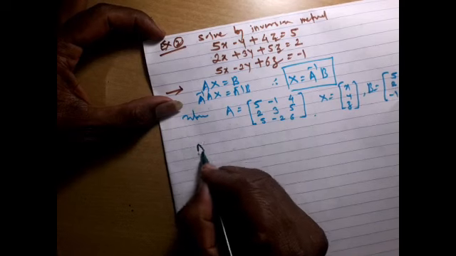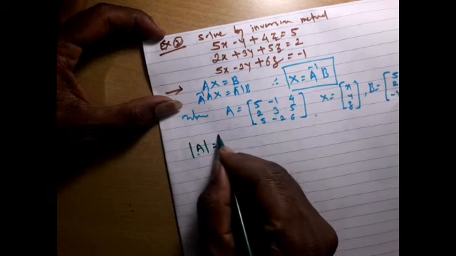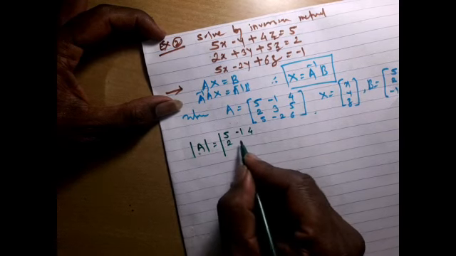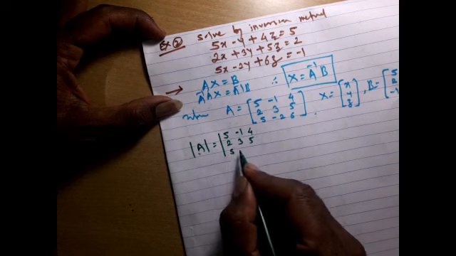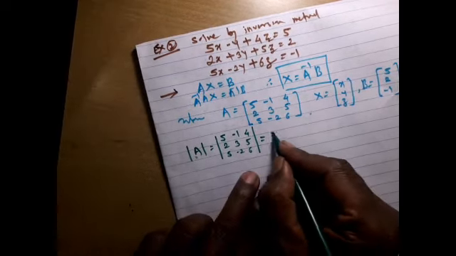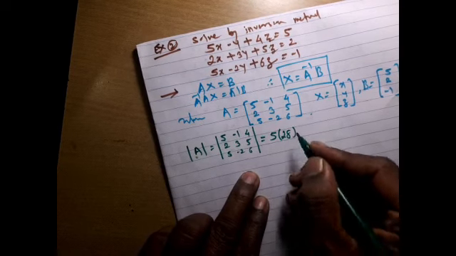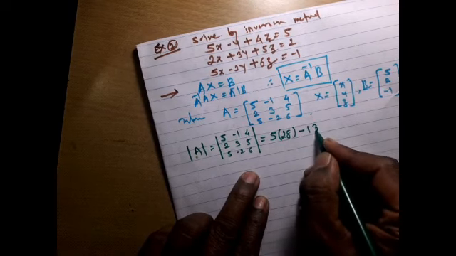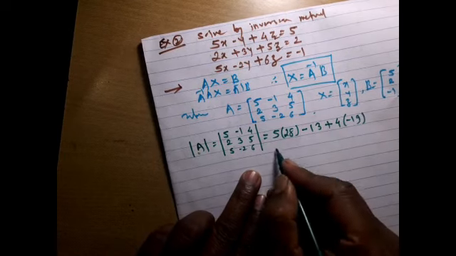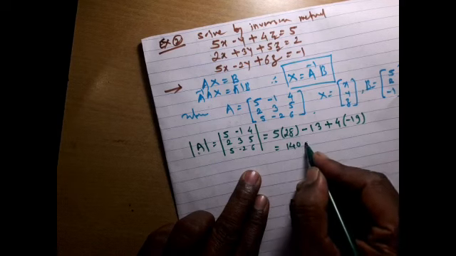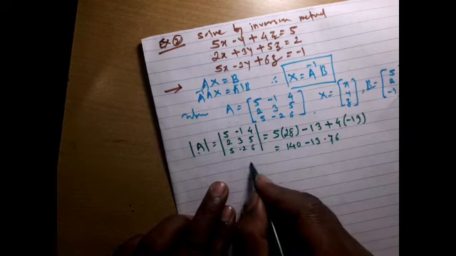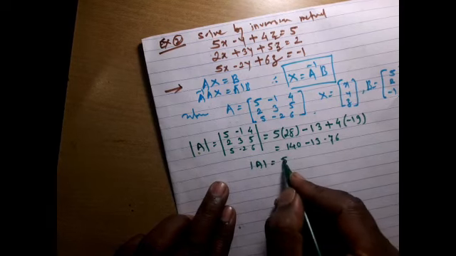So for the adjoint method we would find the determinant, that is 5 minus 1 4, 2 3 5, 5 minus 2 6, is equal to 5 into 28, minus 13, 4 into minus 19. 140 minus 13 minus 76, and therefore determinant of A is equal to 51.